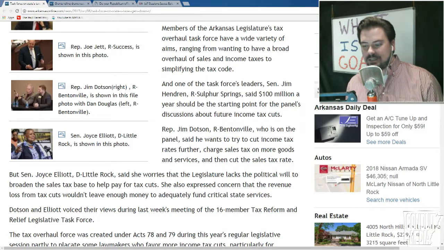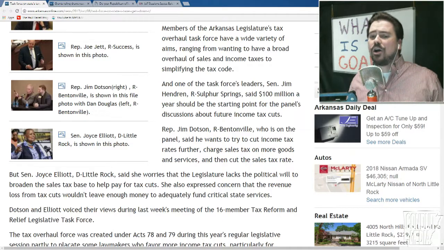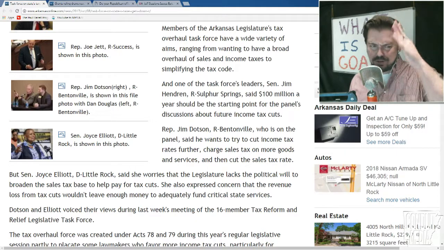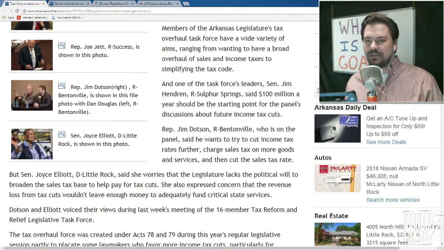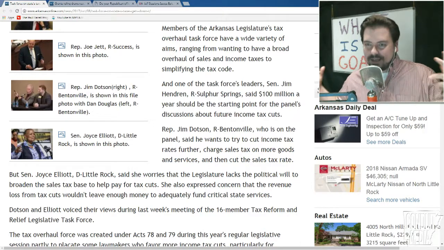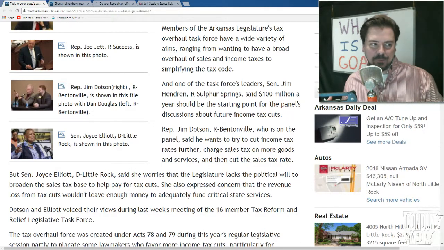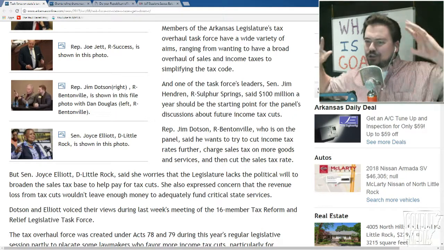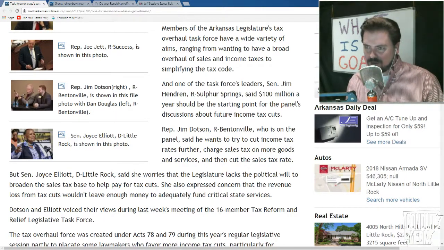Wow. He says this after a week where his consultant had been exposed as a liberal Democrat. He goes to the paper and he says, we are going to do tax cuts. $100 million a year is our starting point. I guess we could call this the red line, if you will. If there ever was a red line in terms of Arkansas tax policy, here's Jim Hendren's red line. We are going to start with $100 million. That's our starting point in tax cuts.